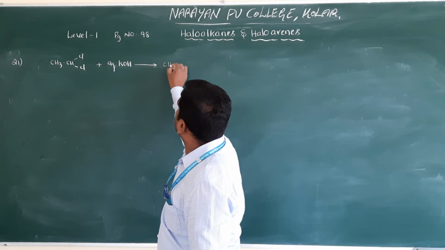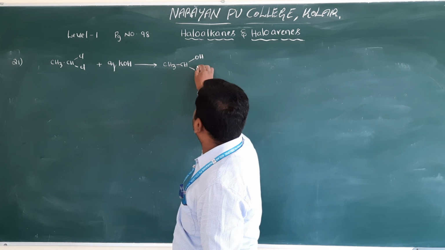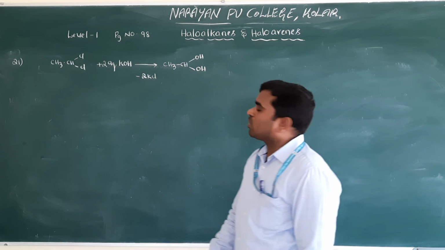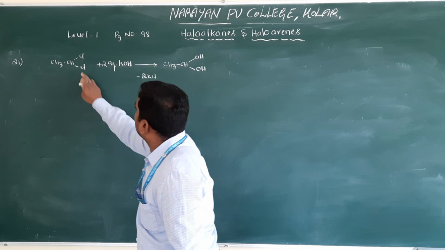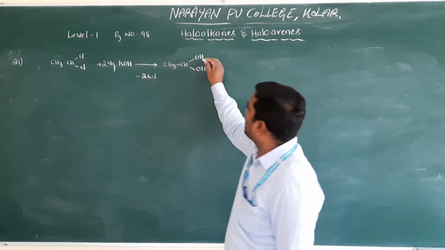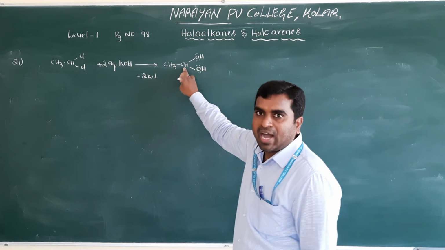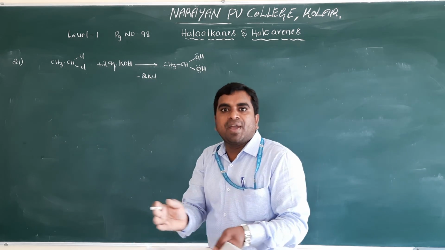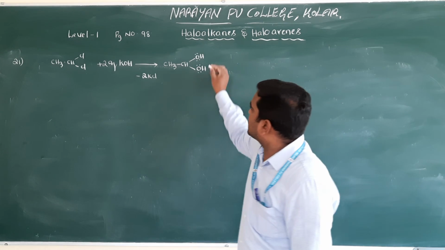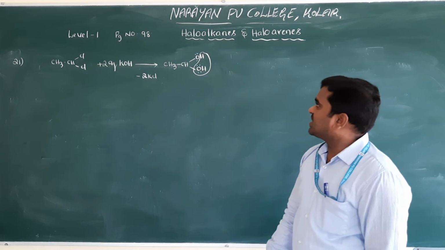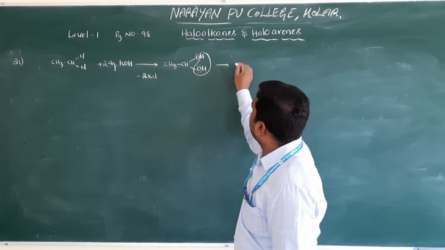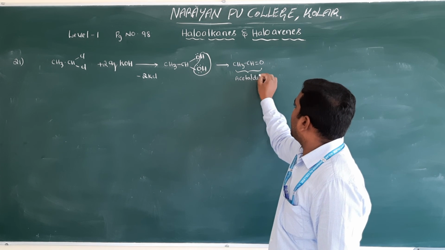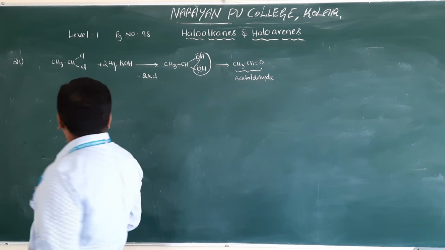So what will you get? I have to take 2 moles here. Then I will get CH3CH(OH)(OH), and 2 KCl will be removed. The 2 chlorine atoms are replaced with 2 OH groups. As I mentioned previously, whenever 2 OH groups are present on the same carbon, each oxygen has lone pairs of electrons, and due to lone pair repulsions, the molecule becomes unstable. To avoid that, water is removed, H and OH, and a double bond is formed: CH3CH=O. This is acetaldehyde. So option 2 is the correct one.